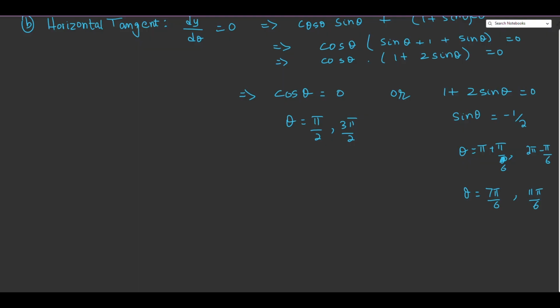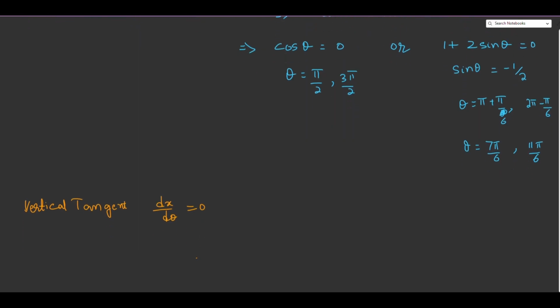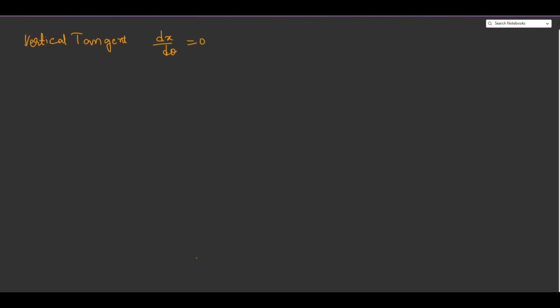and similarly we can find the vertical tangents. In order to find the vertical tangents, we will substitute dx by d theta equals 0, and that will give us the following equation. I will write it here.